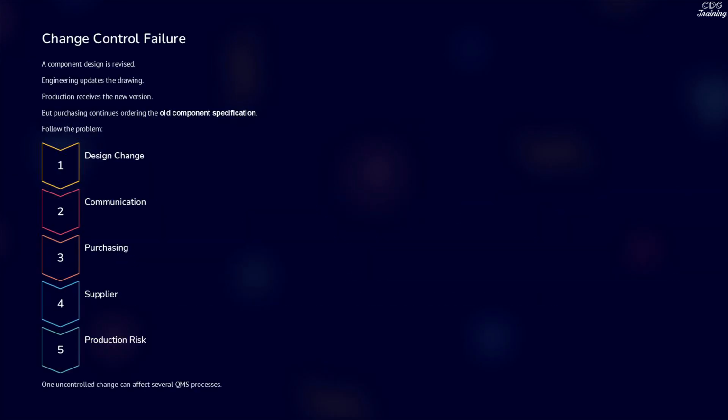A component design is revised, but purchasing continues ordering using the old specification. This can lead to a chain of problems, including design change, communication issues, purchasing errors, supplier problems, and production risks. Uncontrolled change can affect several QMS processes.